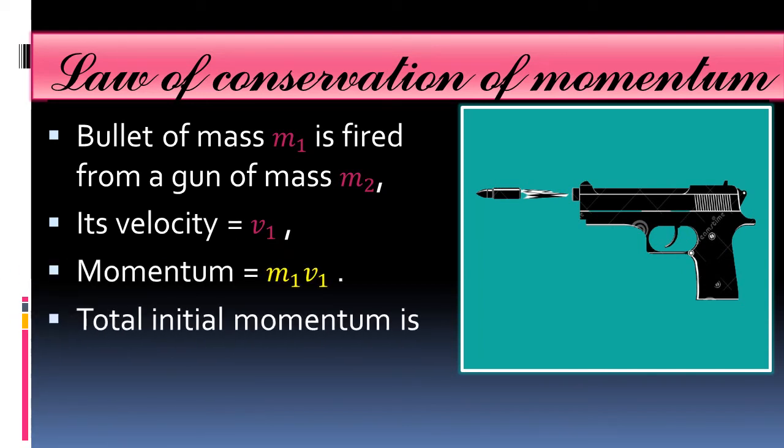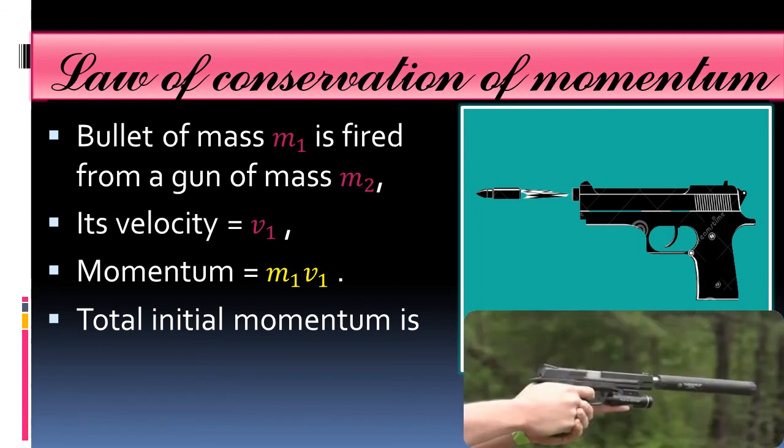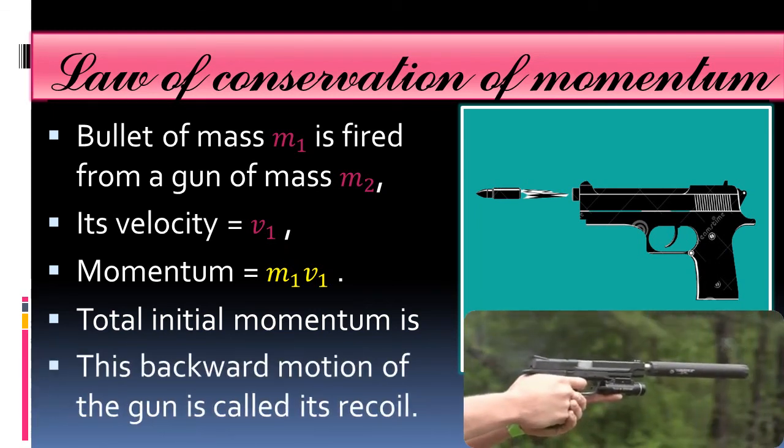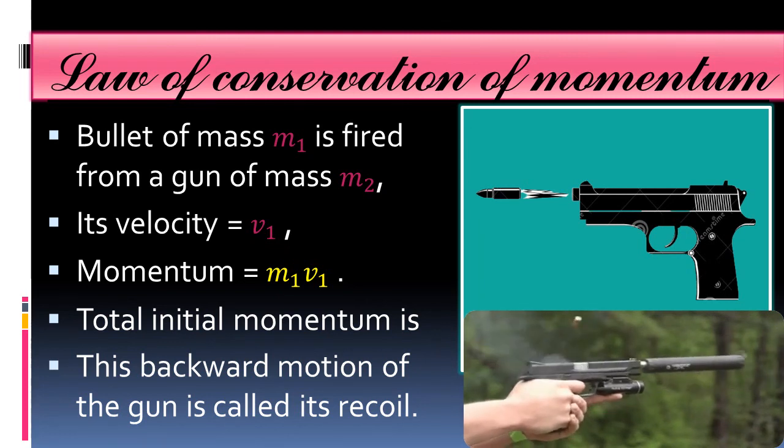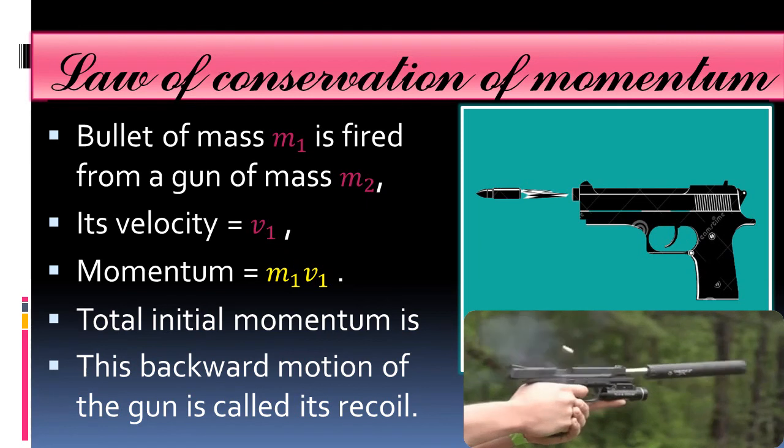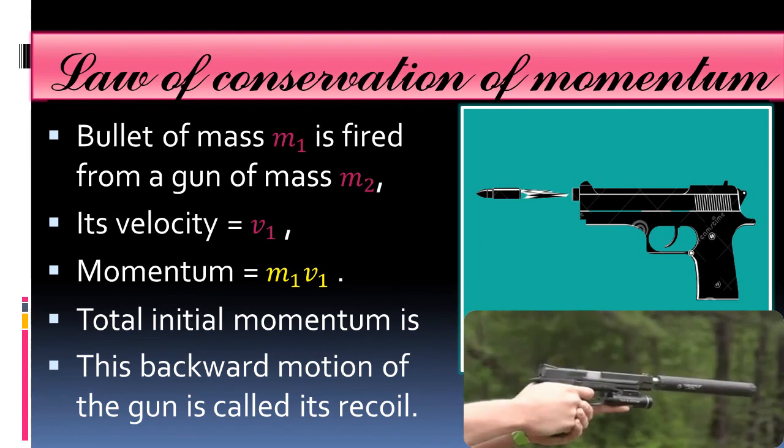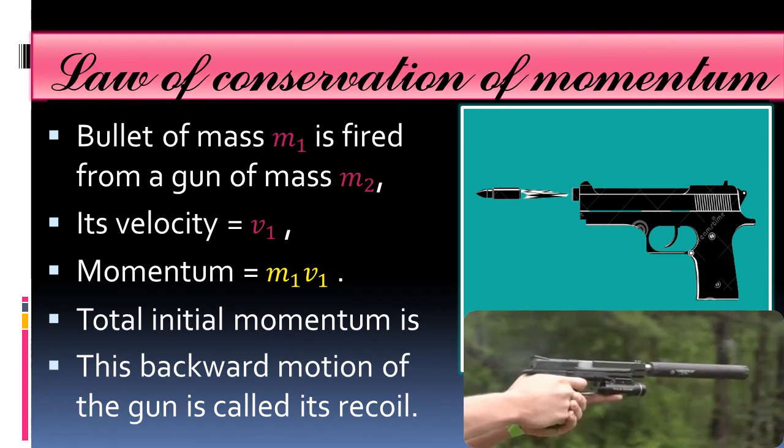Before firing the bullet, both the gun and the bullet are at rest, and hence the total initial momentum will be 0. All right, and according to the above law, the total final momentum also has to be 0, and thus the forward moving bullet causes the gun to move backward after firing. You can observe in the second picture alongside how the gun is moving backward after firing. So this backward motion of the gun is called recoil.